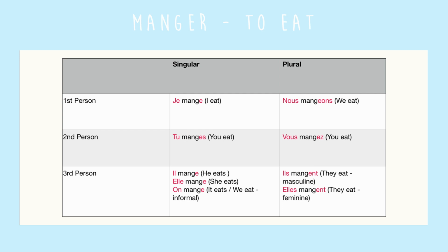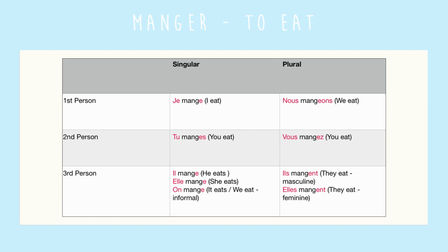Ils mangent, they in its masculine form. Elles mangent, they in its feminine form. They eat. Notice that the stem of the verb, M-A-N-G, remains the same, but the ending of the verb varies. In French, the structure of a verb varies according to the subject pronoun used to conjugate it.